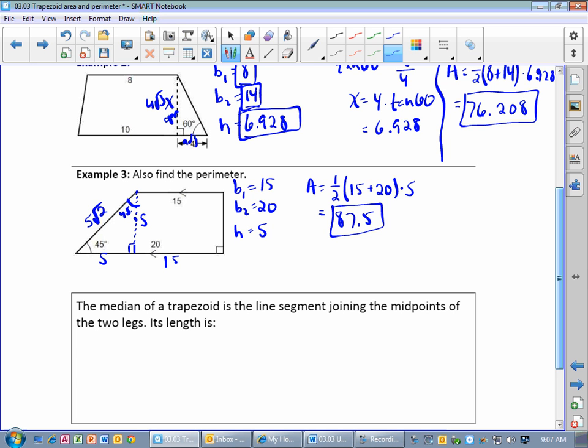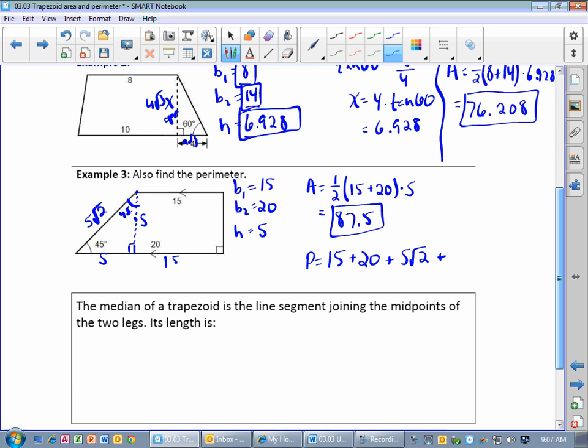So let's find the perimeter. To find the perimeter, we're going to add up all 4 sides. We already knew the top and bottom, 15 and 20, the 2 bases. Its diagonal length is 5 times the square root of 2. Again, if I don't remember that relationship, I would use, well, this is 45, I know this is 5, so adjacent over hypotenuse, I'd use cosine to find that length. Oh, it's a special right triangle, so 5 root 2.